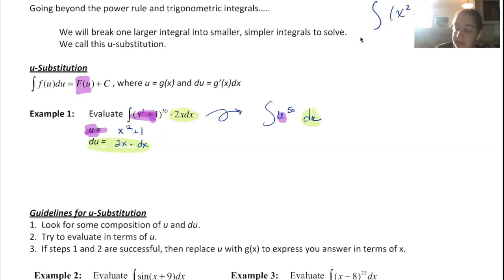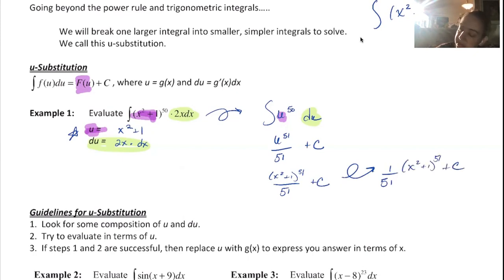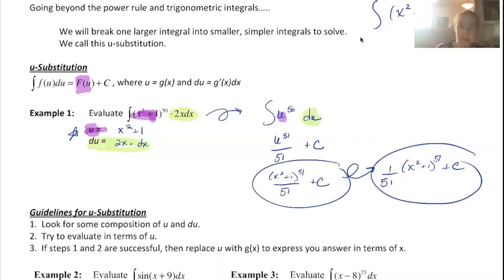Now that I have everything in terms of u, we can actually integrate. So the antiderivative of u to the 50th is u to the 51st divided by 51 plus c. And then we're going to replace u back with the original, the x squared plus 1. It doesn't look anything like the real answer. There you go. It might be helpful to write that fraction, 1/51st, in the front, depending on where you're looking up your answers or what you're doing next. Both of those are acceptable versions. So this is U substitution. I kind of like it.